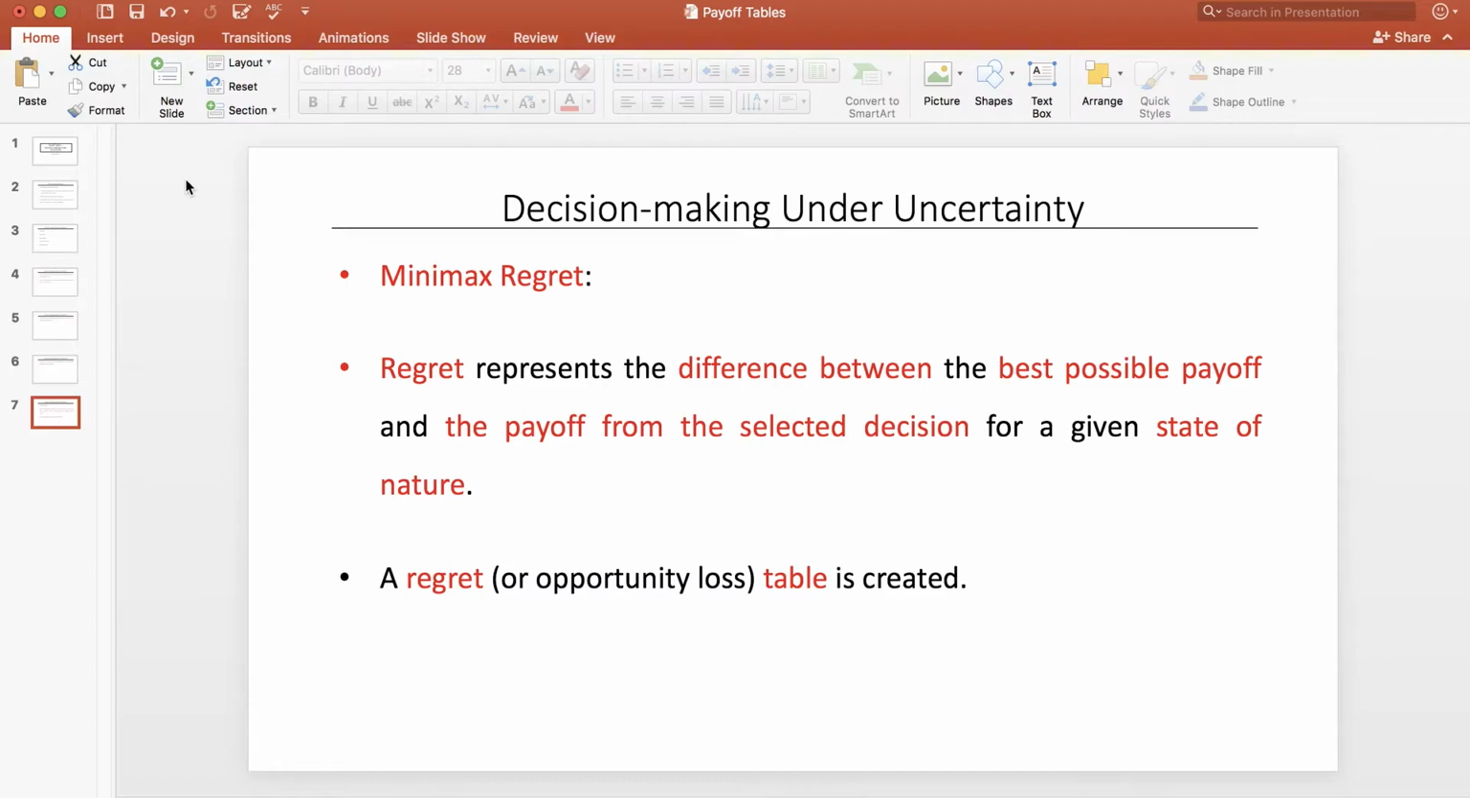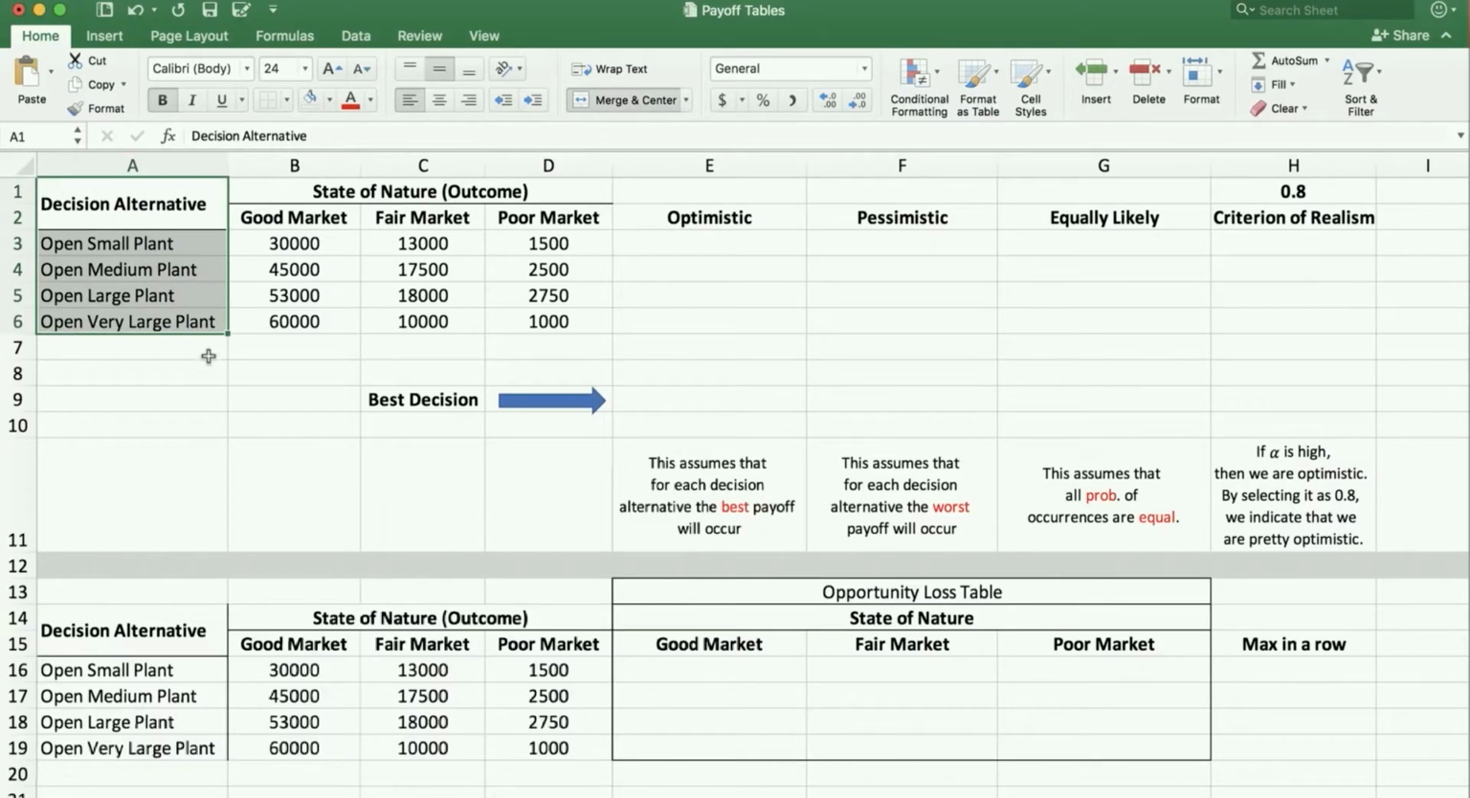Okay, so let's get into the numerical example, and we are going to see how we can apply these techniques. So on the left-hand side, we have a table called the payoff table or the decision table, which is composed of two components, the decision alternatives and the states of nature or outcomes. Okay, so in our problem, we focus on opening a plant, but we have four options, which are opening a small plant, opening a medium-sized plant, opening a large-sized plant, and opening a very large-sized plant.